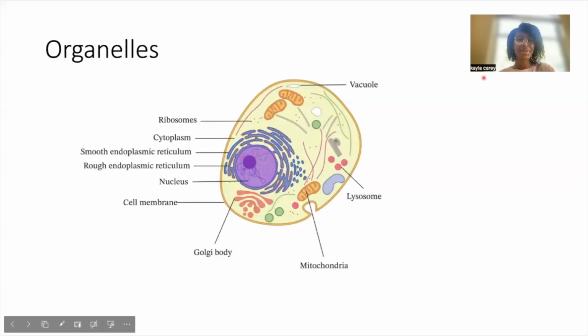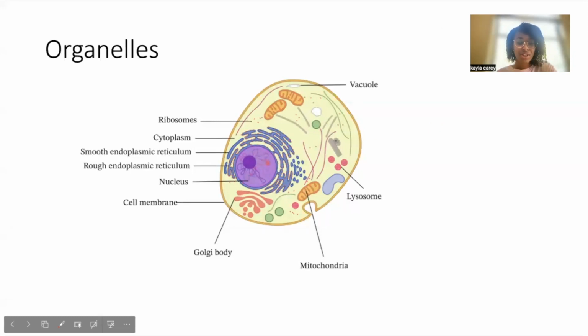The most basic unit of life is the cell. Humans, animals, plants, bacteria, they're all made of what we call cells. And cells contain distinct parts called organelles, and each organelle has a specific function. The main part of the cell is an organelle called the nucleus, which you can see right here.